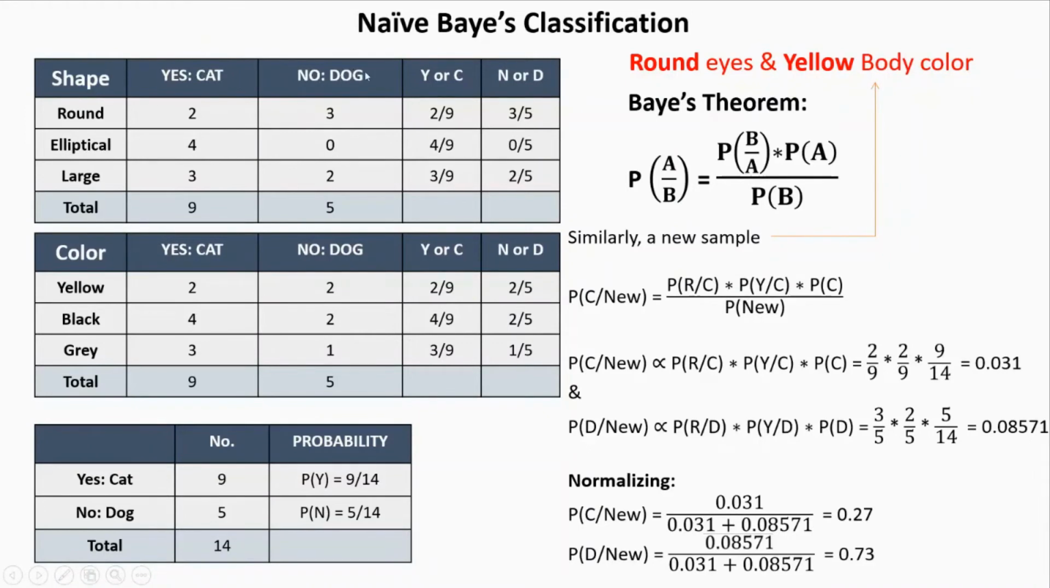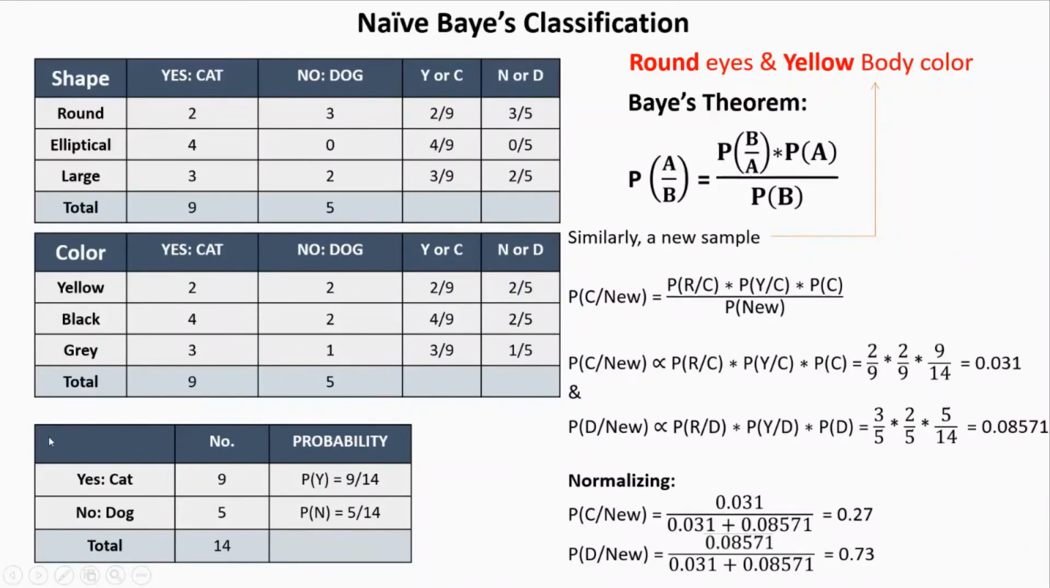Okay, so let us, for the sake of simplicity, assume that when we say yes, then it is a cat. When we say no, it is a dog. So Y or C denotes the probability of it being cat. So if it is round, then the probability is 2 by 9. If it is elliptical, then the probability is 4 by 9. And if it is large, then 3 by 9. Similarly, if it is a no or dog, then if it is round, it is 3 by 5. If it is elliptical, then 0 by 5, which means 0. And large, then it is 2 by 5. Similarly, on the basis of body color also, we've made a similar tabulation. Till here it's clear? Yes, ma'am. So far, so good.